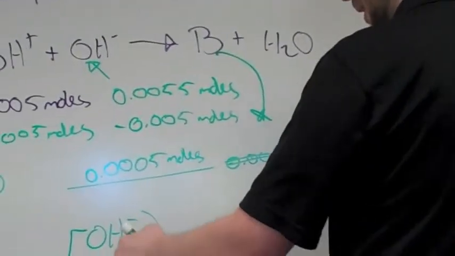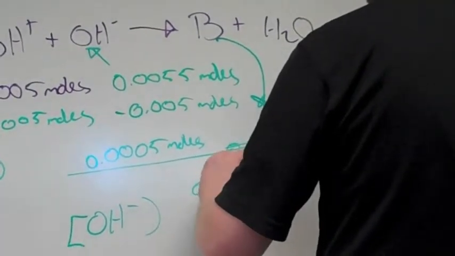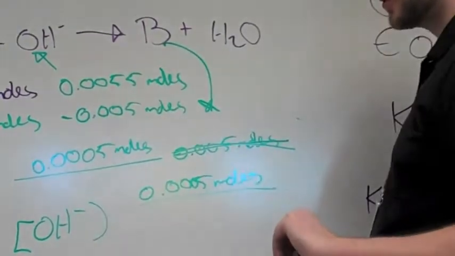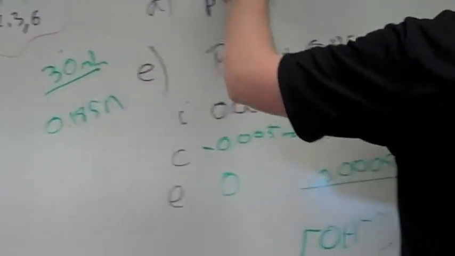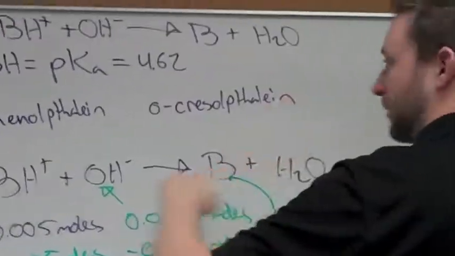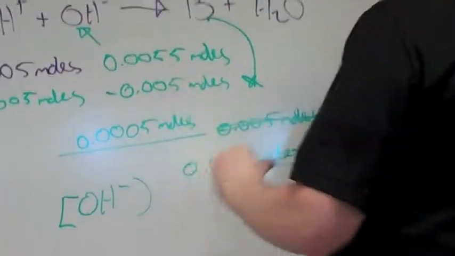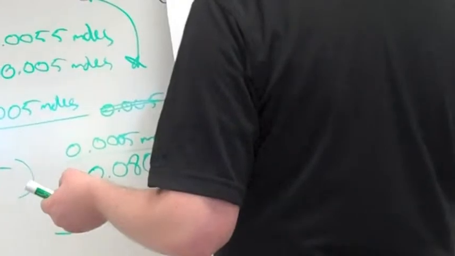So to do that, we're going to take the number of moles, which is 0.0005 moles, and divide it by the total volume of the solution. Well, this is after the addition of 30 milliliters of the sodium hydroxide solution. We started with 50 milliliters of the acid solution. So the total volume, 30 plus 50, is 80. Put that into liters, it's going to be 0.080 liters. And we calculate the concentration, therefore.